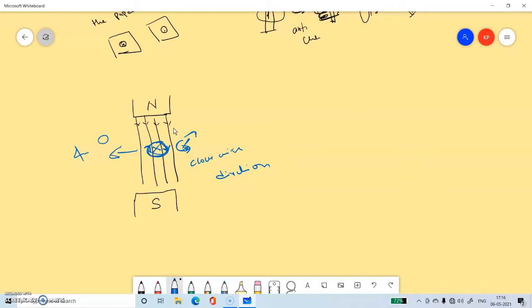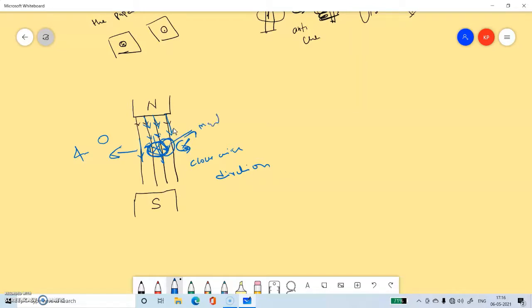Why in this direction? If you see here, the direction of the main magnetic field is downward, and coming to here, the direction of the conductor's magnetic field is also downward. Here it is in the opposite direction. And on the other half, the direction of the magnetic field of the conductor and the main field is in the same downward direction. Therefore the strength of the magnetic field will be more here.